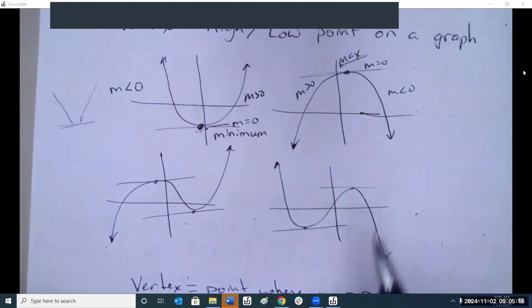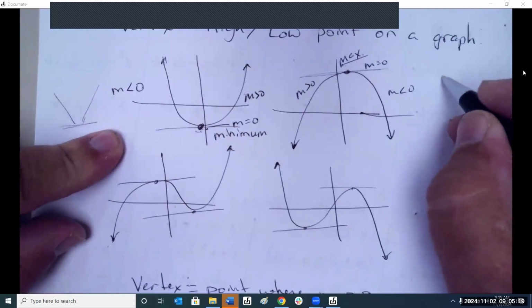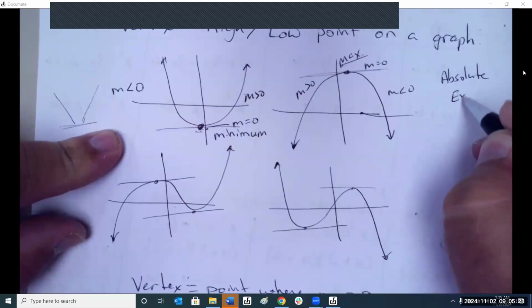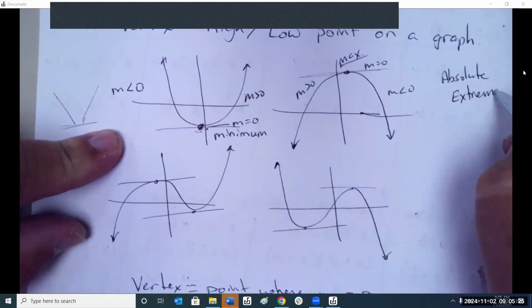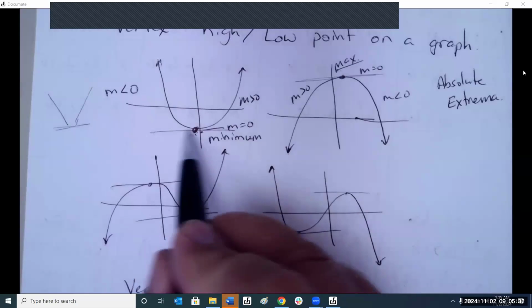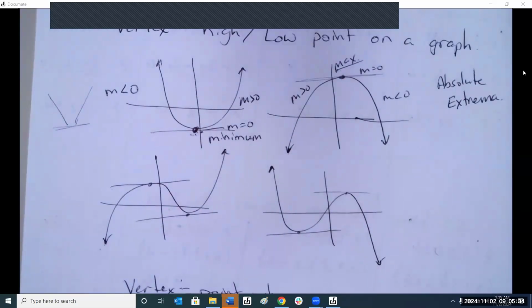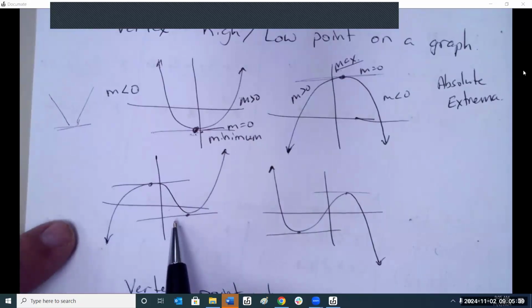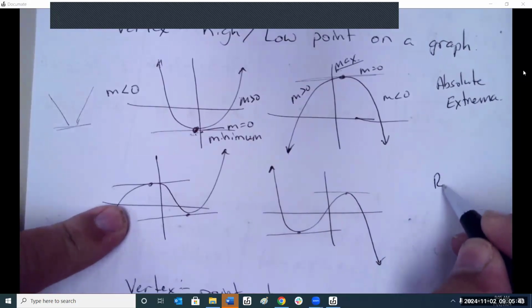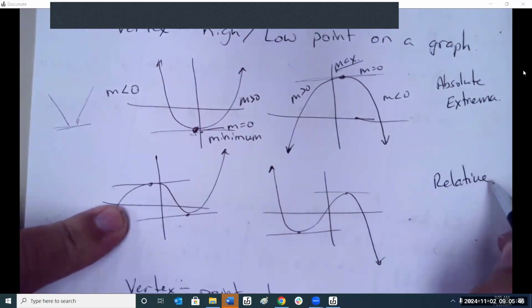In this case, these are called absolute extrema, because in the quadratic equations, you only have one low point or one high point. You can't have anything else higher or lower. But a cubic function, yeah, we have multiple of them. These are called relative extrema.